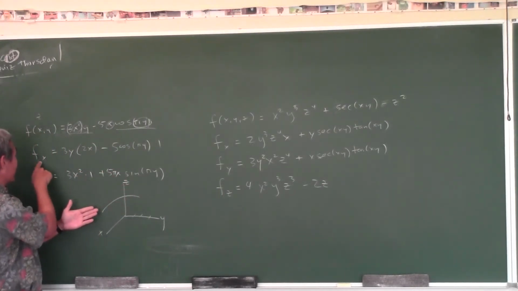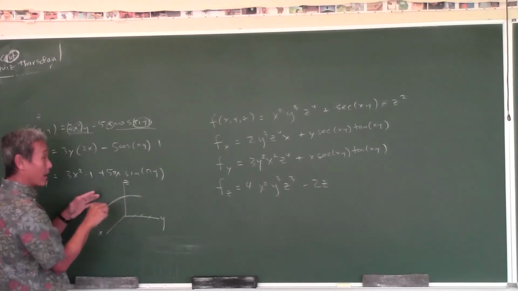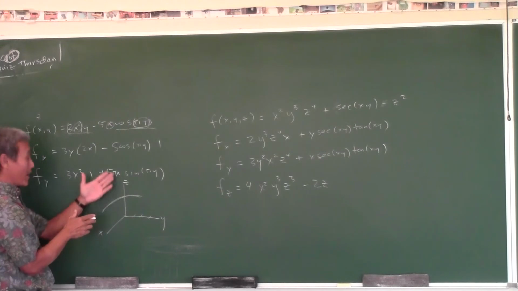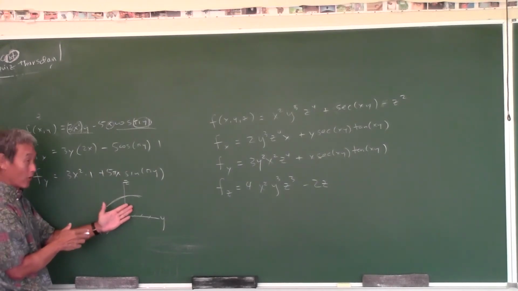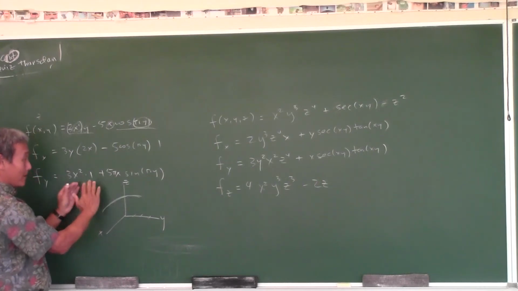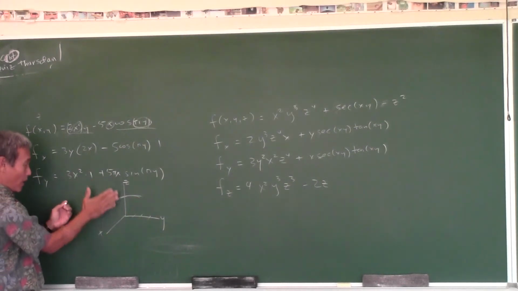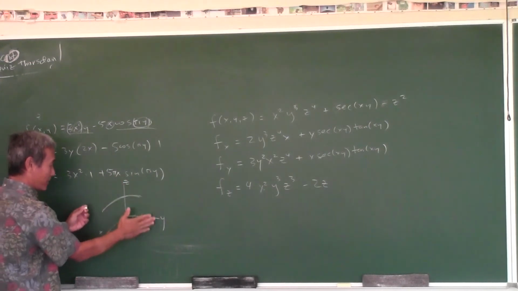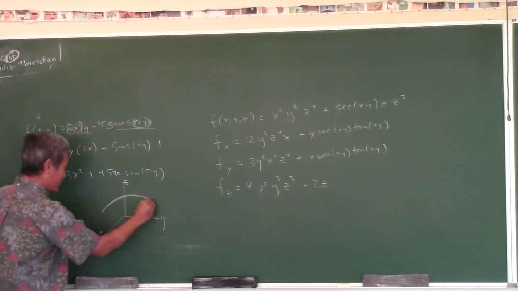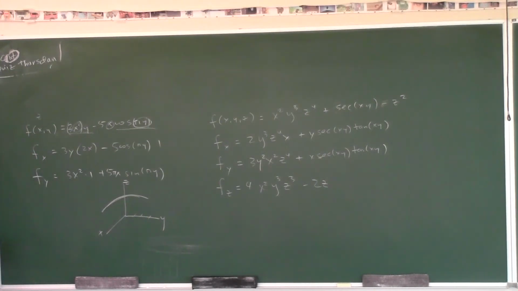So the derivative of f with respect to x gives you the slope of the graph when y is 1, right there, or when y is 2. Well, if you keep y constant. So whatever the surface looks like, if you intersect it with the plane y equals 0, y equals 1, y equals 2, y equals 3, and so forth, it gives you the slope of the graph in that plane.